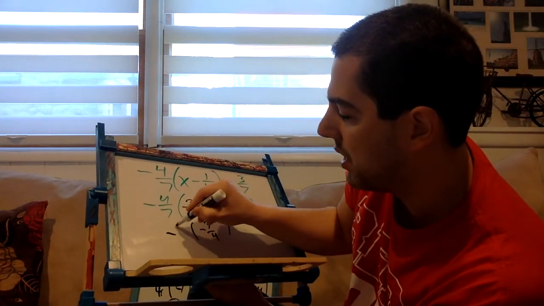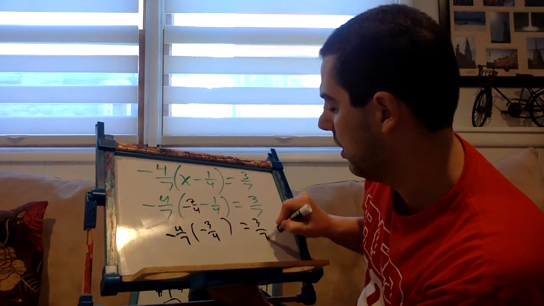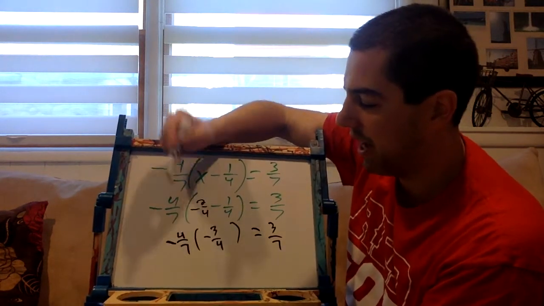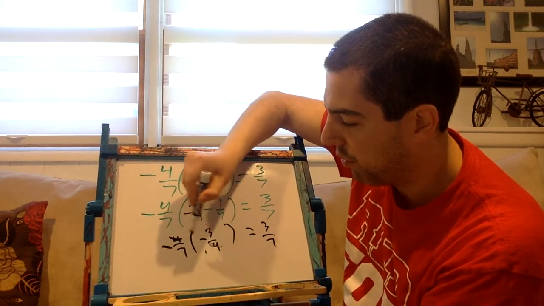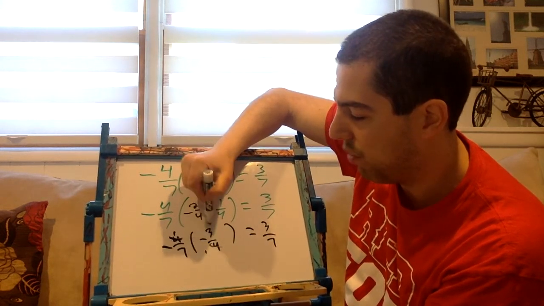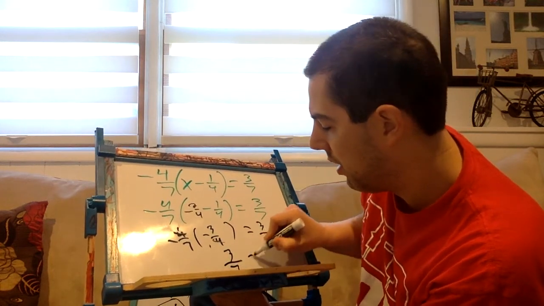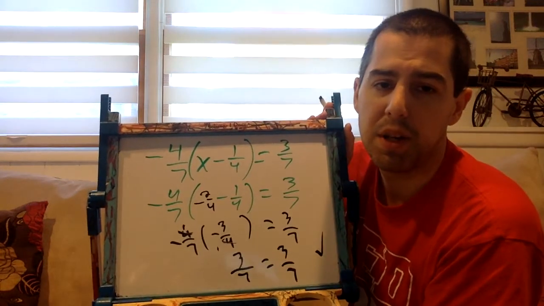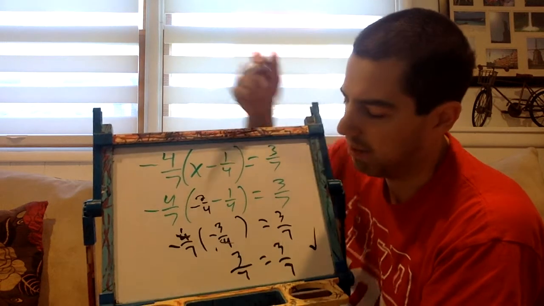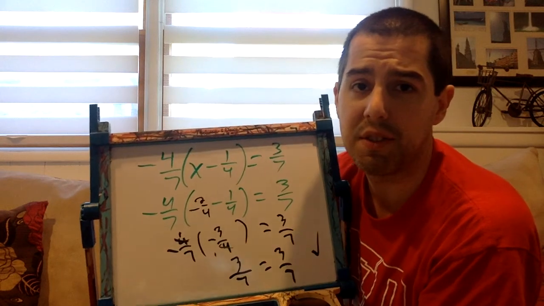And now on the outside is -4/7. So now if I look here, a negative times a negative is a positive. I can cross simplify the 4s. The 4s become 1s. And I have 1 times 3 and 1 times 7. 3/7 equals 3/7. My check step worked. Remember, negative times a negative is a positive. So positive 3/7 equals positive 3/7.